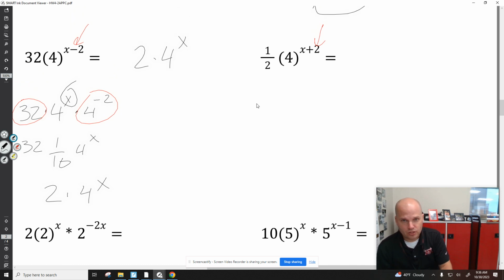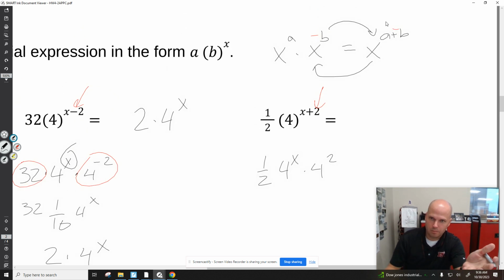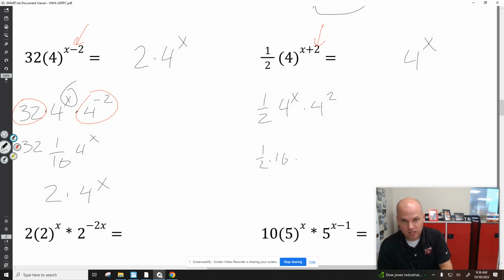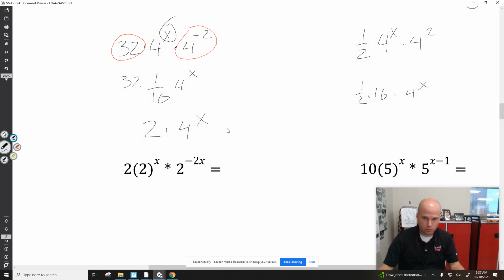So here, you're not used to doing this, but you're expected to be able to understand that 4 to the x times 4 squared is 4 to the x plus 2. So I'm going backwards with my exponent rules. I then know 4 to the x is going to stay, but 4 squared can be multiplied by a half. I got a half times 16 times 4 to the x. I get 8 times 4 to the x. It's like we got this horizontal translation and this dilation too, just like a different type of dilation. It's pretty cool how it works out.